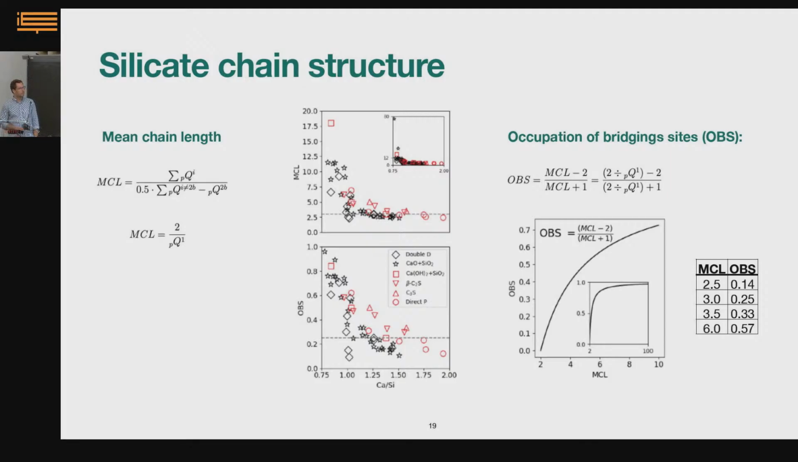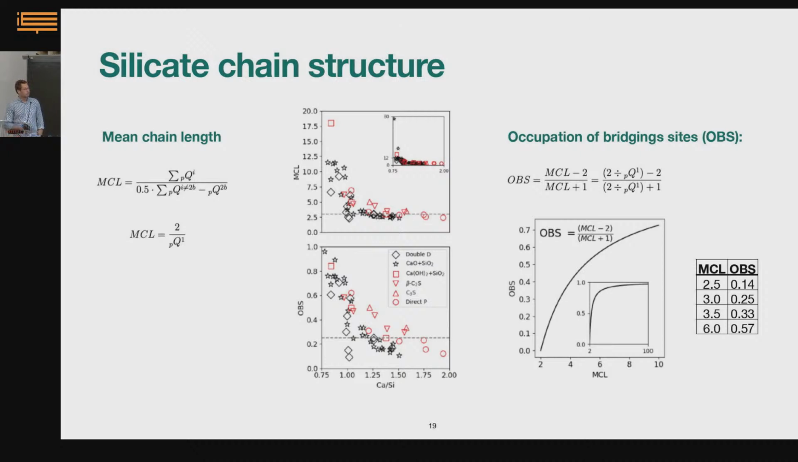So I came up with a different metric, which I called occupation of bridging sites. It literally tells you how many bridging sites are there. For example, at a mean chain length of 3, you only have 25% of the bridging sites missing, which is easier to interpret. Because if I tell you 25% of the sites, you're like, oh, okay, I get it. If I say a mean chain length of 3, who knows what it means? And you can see on this graph that the problem with the mean chain length is that it doesn't scale linearly with the defectiveness of the silicate chains.